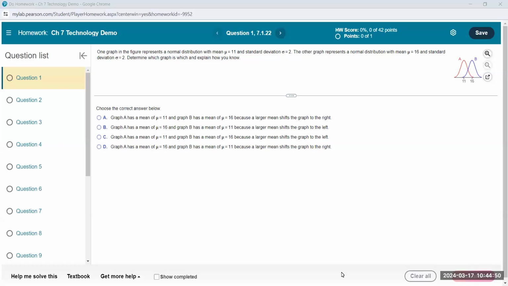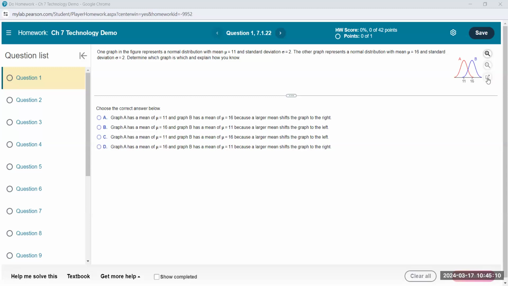Problem number 1 in Chapter 7 demo. One graph in the figure represents a normal distribution with the mean or center at 11, and it deviates by 2. And the other one has a mean of 16 and deviates by 2 also.